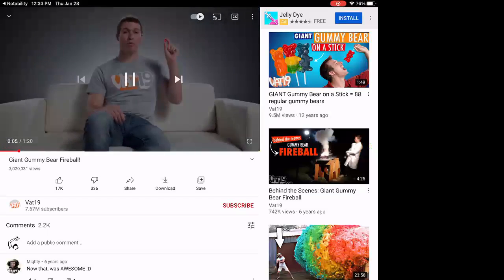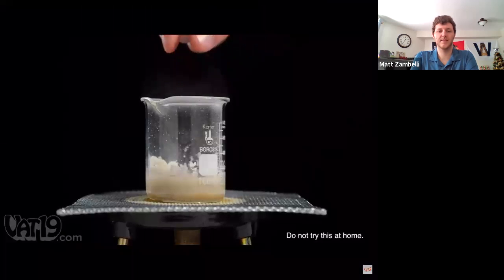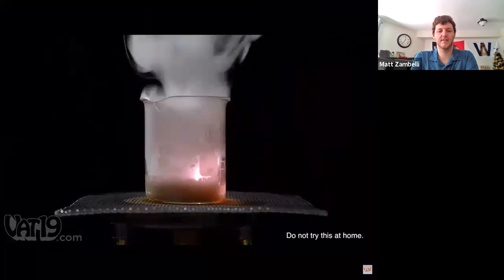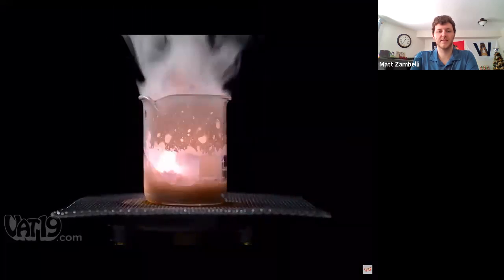This is a boring old gummy bear. And this is what happens when you drop one into boiling potassium chlorate. Whoa, that was awesome. But we're VAT19, and this is the world's largest gummy bear.